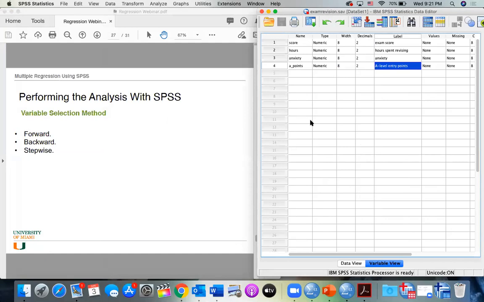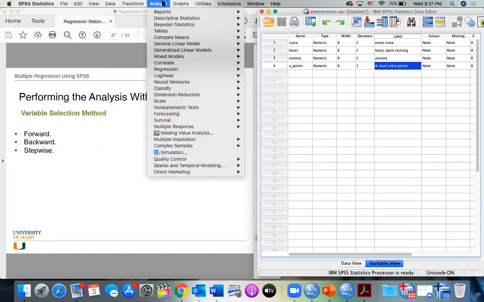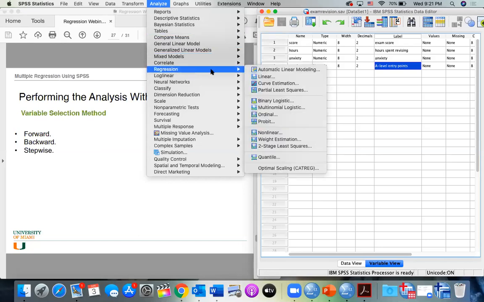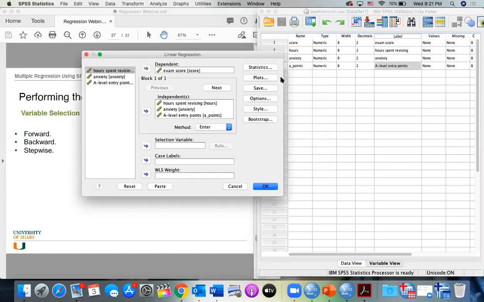Great. So let's do this. Go to Analyze, then Regression, then Linear. The same process of performing the regular analysis with putting every variable in the model. Okay, I just want to reset this one. You don't have to, but I don't want so many tables.